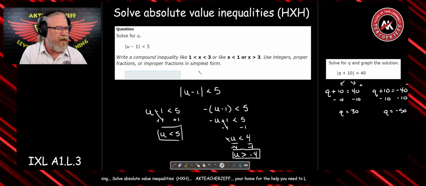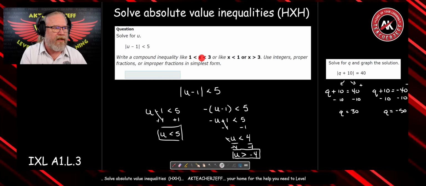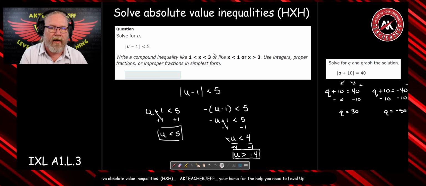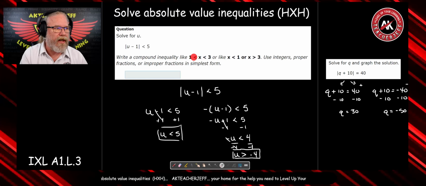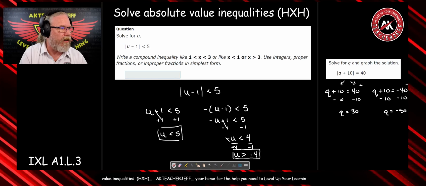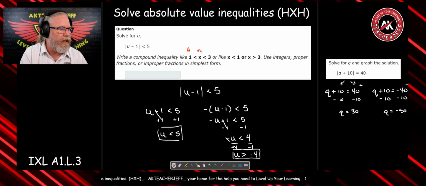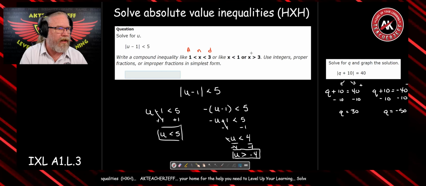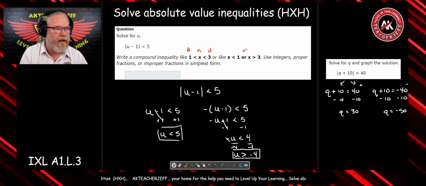Now you will notice that they want our answer to look something like this. And whenever we did compound inequalities before, we recognized that this is an AND situation. It has three parts, just like the word AND, A, N, D. So AND situations look like this. And then OR situations will look just like this.